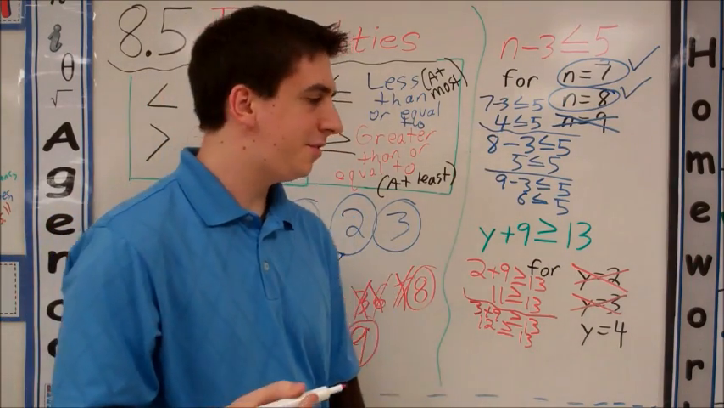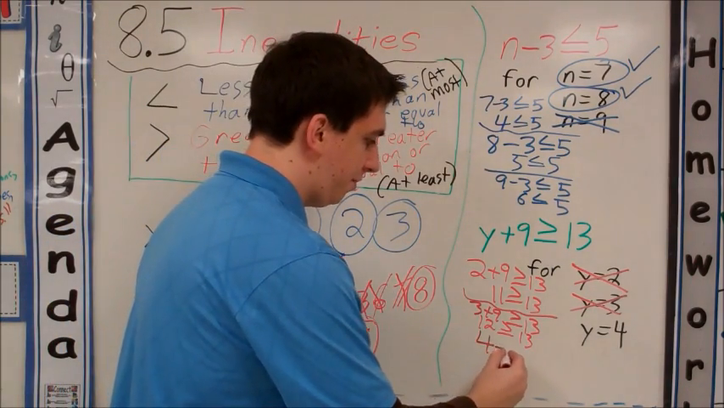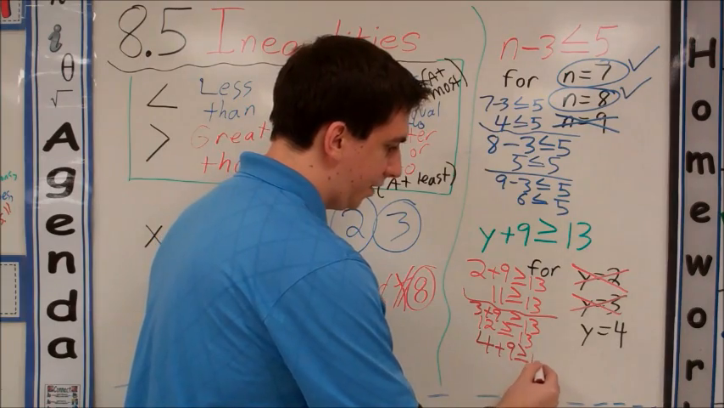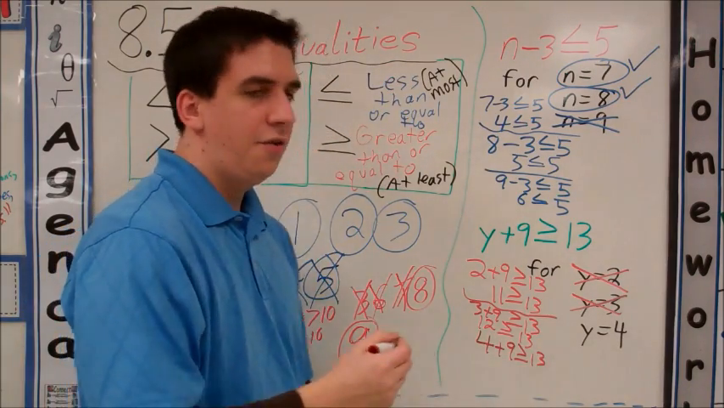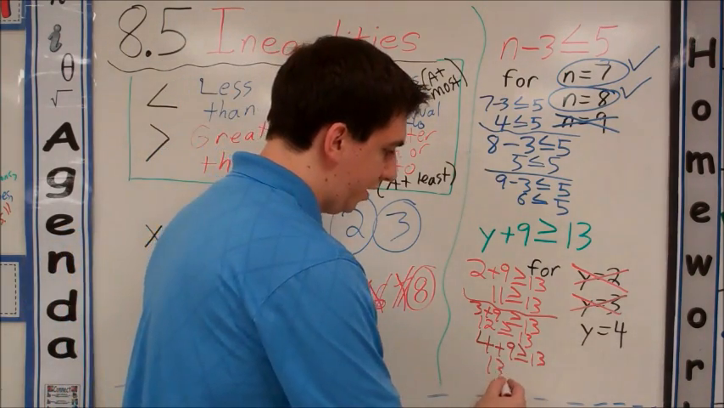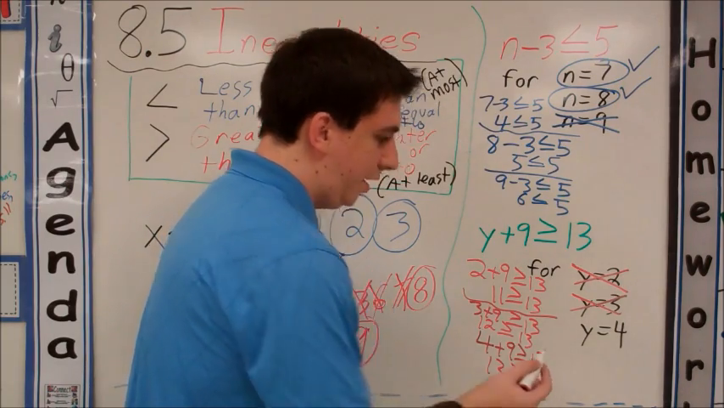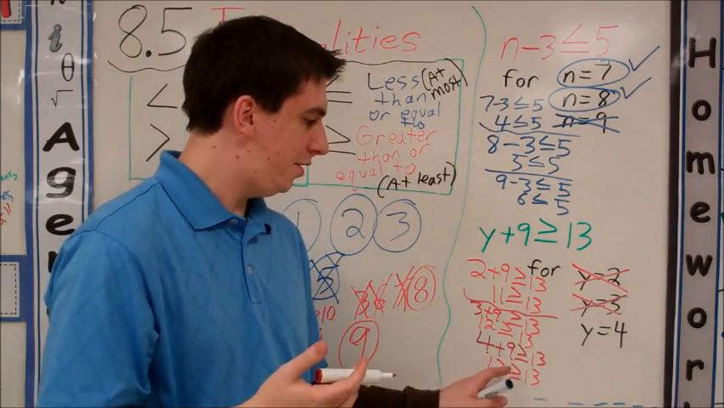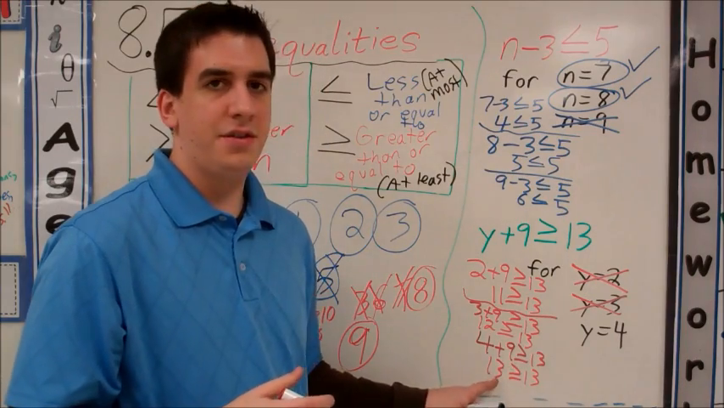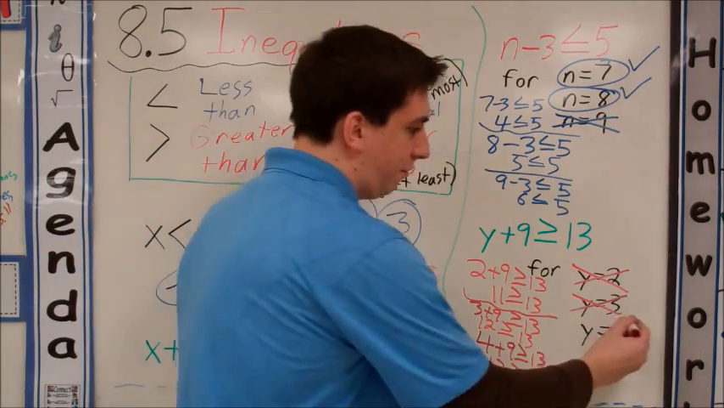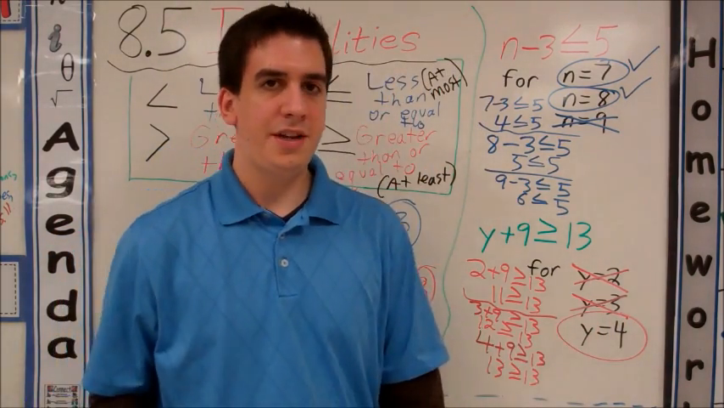Our last number, y equals 4. 4 plus 9 is greater than or equal to 13. What's 4 plus 9? That's 13. Is 13 greater than 13? No. But is 13 equal to 13? Yes. So y equals 4 will satisfy this inequality.